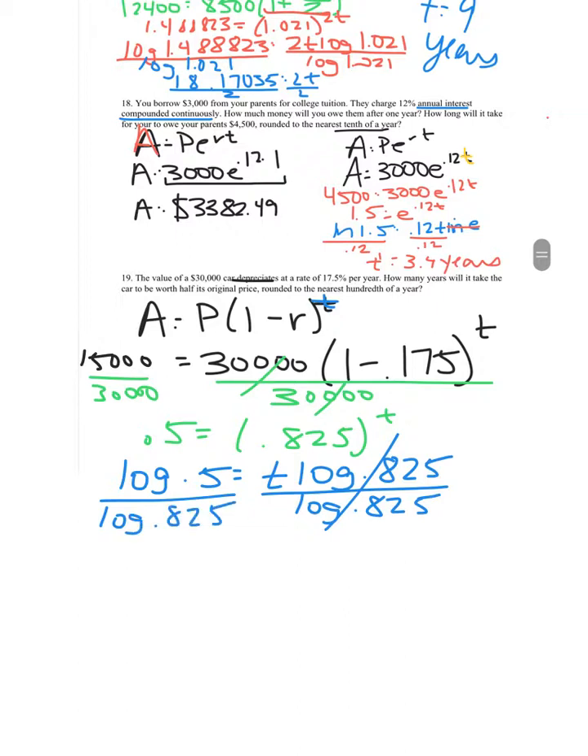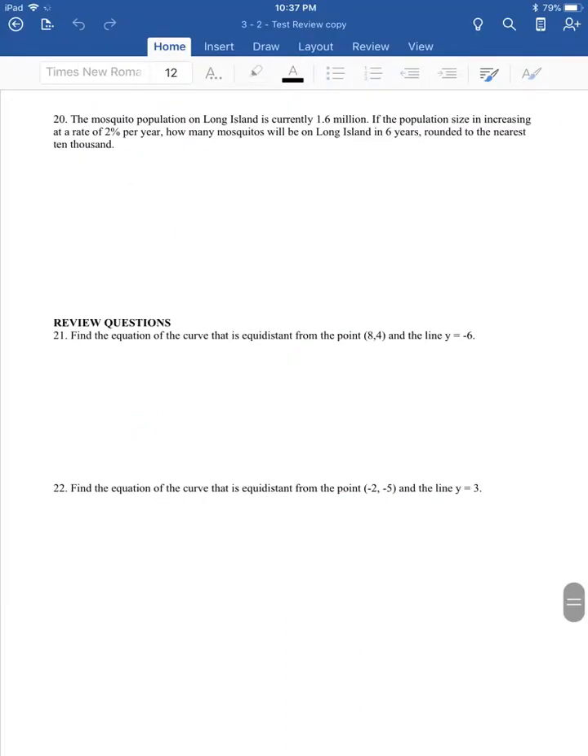Here in my calculator, I am rounding to the nearest hundredth of a year. I get that the time is equal to 3.60 years. Okay, and then the last question that's talking about exponential equations deals with number 20 with the mosquito population. So if you finish reading this question, this ends up saying increasing over here. So increasing, this is going to be an exponential growth.